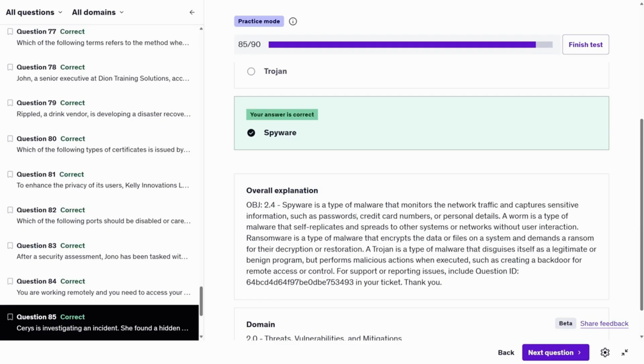Spyware is a type of malware that monitors the network traffic and captures sensitive information such as passwords, credit card numbers, or other personal details. We've talked about a worm already. Ransomware is a type of malware that encrypts the data or files on a system and demands ransom for their decryption or restoration. And a Trojan is a type of malware that disguises itself as a legitimate or benign program, but performs malicious actions when executed, such as creating a backdoor for remote access or control.